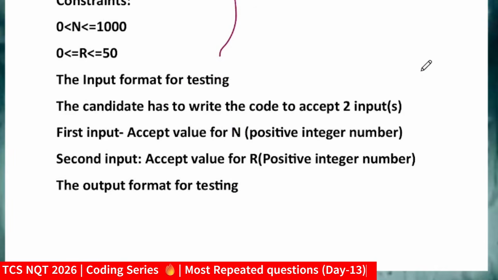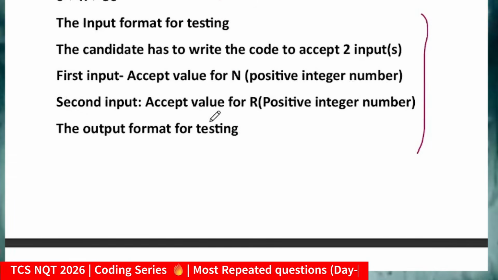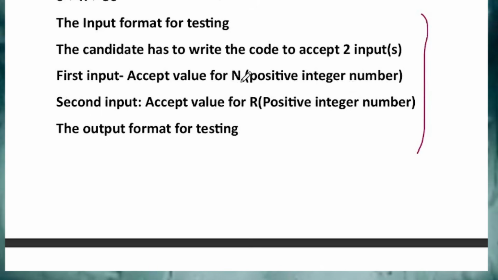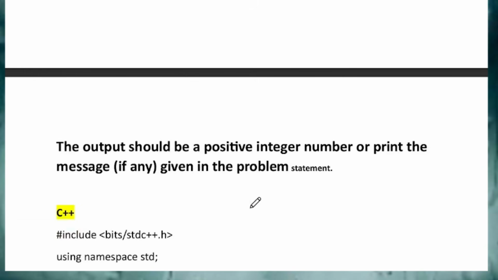These are the constraints, you have to go through them, and this is the input format for testing. So how do you have to take input? The candidate has to write code to accept two inputs. First input accepts the value of n, second input accepts the value of r, and what will the output format be? You have to just output the positive number or print the message if any. Means you have to go through the question to see what they want. If they are saying it should be space separated output, then you have to give the space. If they are saying just print the number, then you have to print the number. If they are saying to print some statement, then the answer, then you have to print accordingly. So you have to go through the output scenario very carefully.